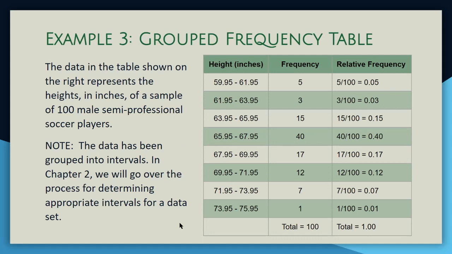Other than that grouping, this looks exactly like the other types of frequency tables. There's a count in the middle column that adds up to the total number we know we should have, a sample of 100 males. Here's our sample of 100. And the relative frequencies, if we add them up, adds to 1.